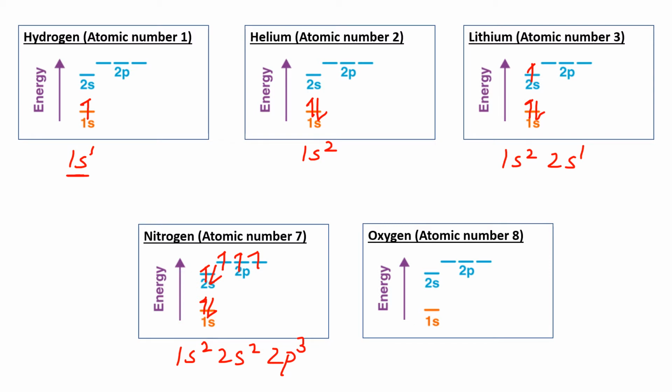2p3. Now talking about oxygen, it has atomic number 8, which means it has 8 electrons. So 1s2, 2s2, then 2p, which makes 4 electrons, 5, 6, 7 and 8. So the electron configuration would be 1s2, 2s2, 2p4. You saw here that first each electron is put in the orbitals of 2p and then the pairing started. Like this we do for all the elements present in the periodic table.